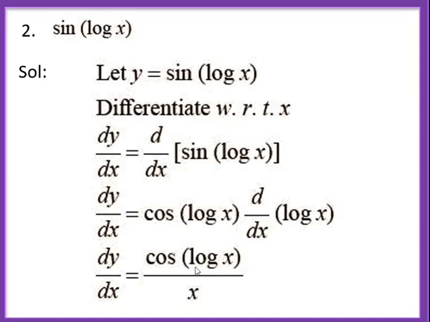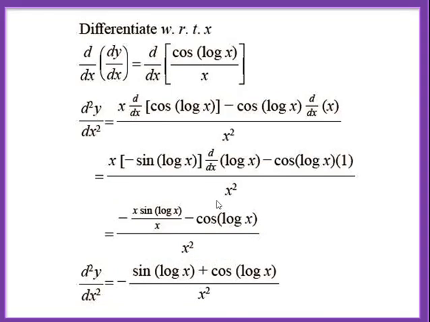Clearly we have to go for quotient rule: denominator x into derivative of cos of log x. What is derivative of cos of log x? Minus sine of log x into derivative of log x, which is 1 upon x. And what is derivative of x? It is 1. You can see this in the next slide.